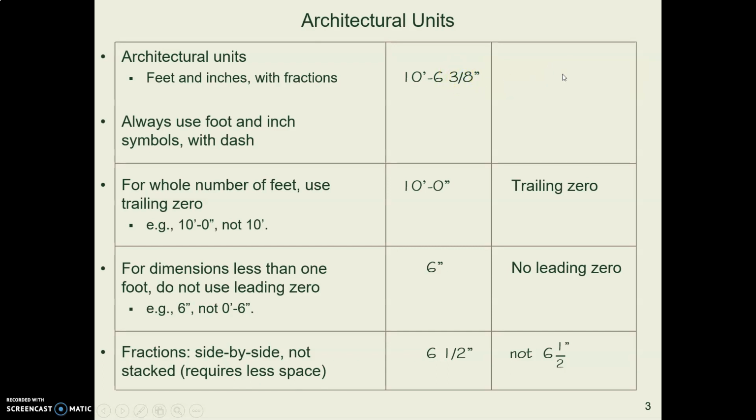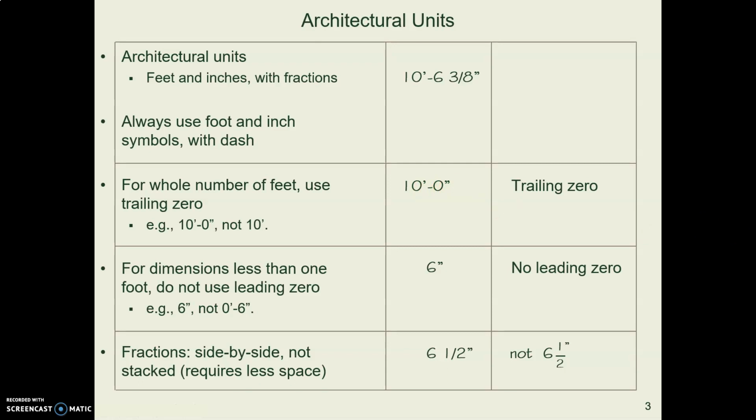So that is different from engineering units. If you worked for, let's say, a civil engineer, you would write this in feet and decimals of a foot. So this is for architectural. And we always put, after the feet, we put a dash. So feet, dash, inch, space, fraction, inch mark. If you have a whole number of feet, like here, 10 feet, you always add the trailing 0. So 10 feet is always written 10 feet dash 0 inches.